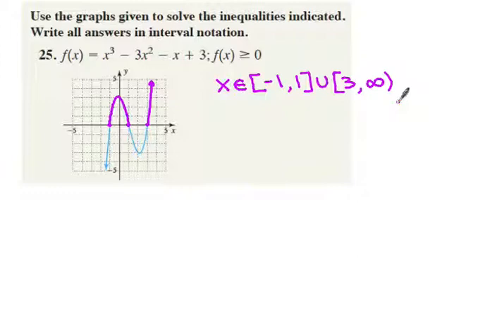Okay? So you'll have to look at the pictures given to you and solve the inequality. Some of them will be less than, some will be less than or equal to, and use your proper interval notation for this.